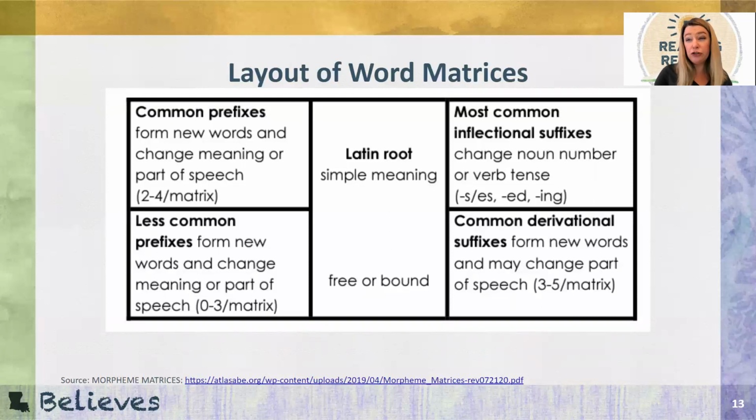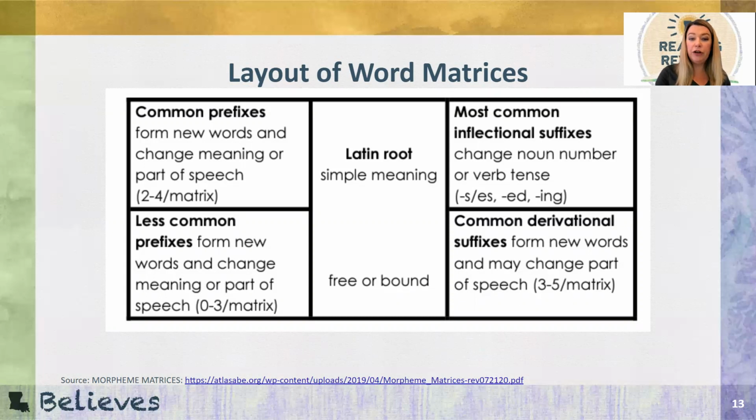You want to have about 2 to 4 per matrix. The bottom left, you may not even have this box. And in the example in a minute, you don't have any, but these are less common prefixes, and they form new words and change the meaning or part of speech. And like I said, you don't need any. So you might have 0 to 3, depending on the root.